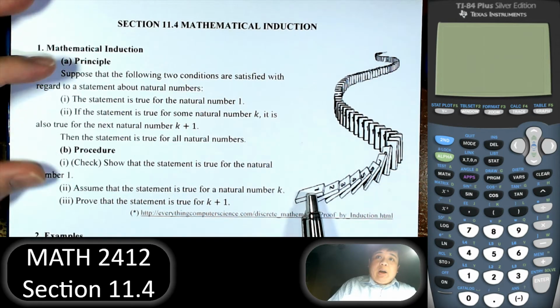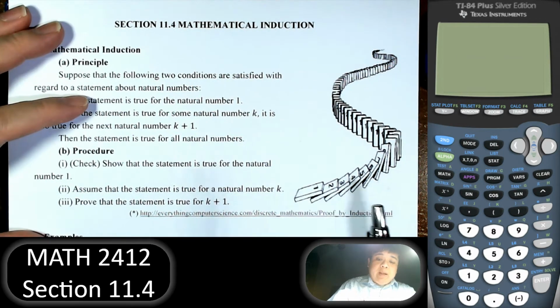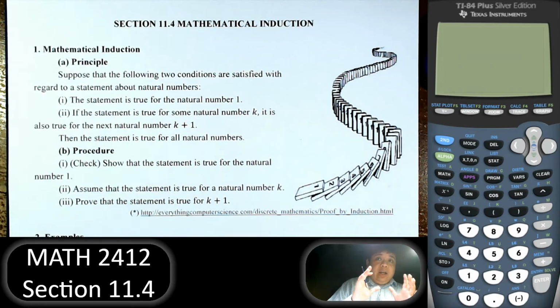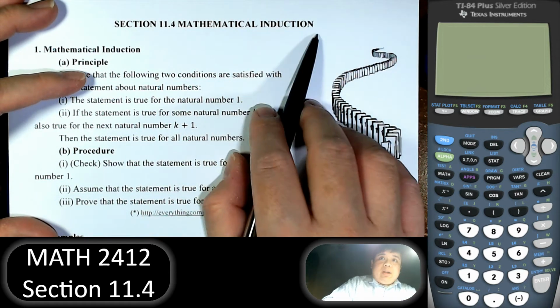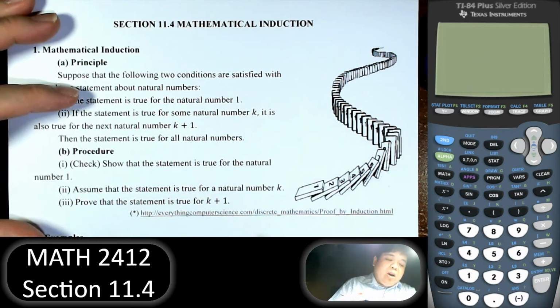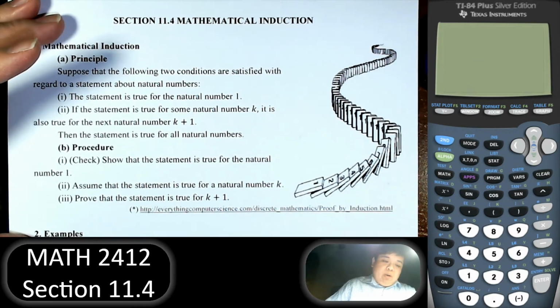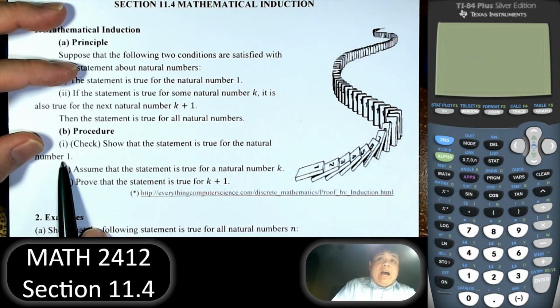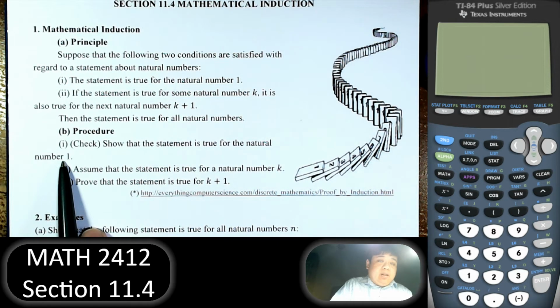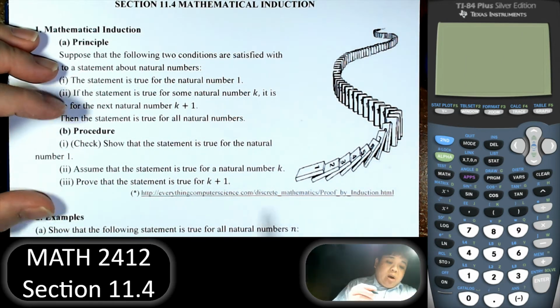We know the first one must be true, and then if somehow we can show that if it is true on this step, it will be true for the next step as well, then it will be true for everything. That is what we call mathematical induction. So what we prove is this. First, we show that it is true for number 1. Actually, it can be true for any natural number, so we start with that.